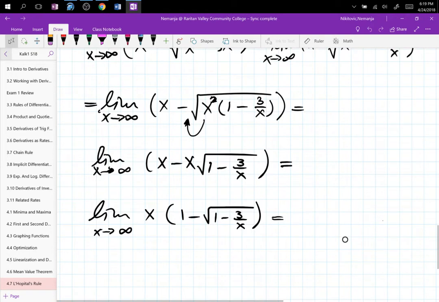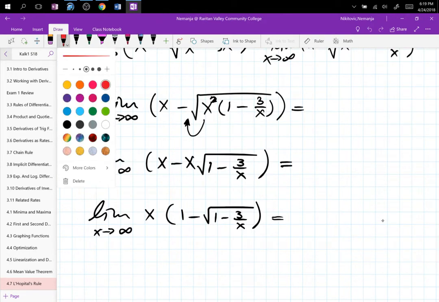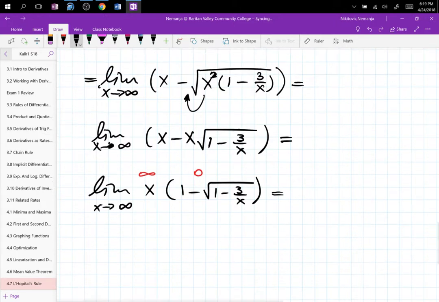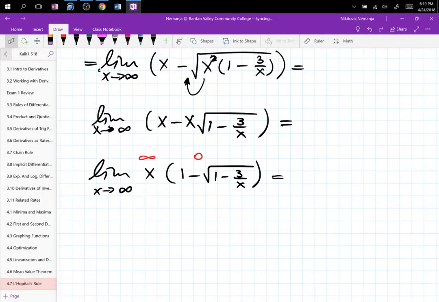Now, if you plug in infinity, you get infinity over here. 3 divided by infinity is 0. Square root of 1 is 1. 1 minus 1 is 0. So infinity times 0. This is the time when you use the 1 over 1 over f.